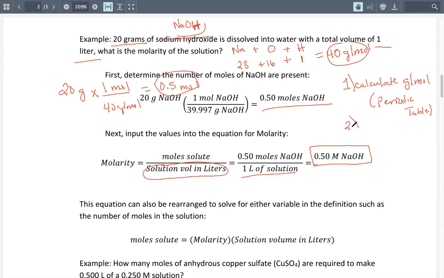Next, I have to figure out the number of moles. In this situation, you take the grams that you're given and divide it by your grams per mole. So how you do that is you take your grams and you divide it by grams per mole. And then step 3 is you plug all the rest of that information into your molarity formula. You use your molarity formula.